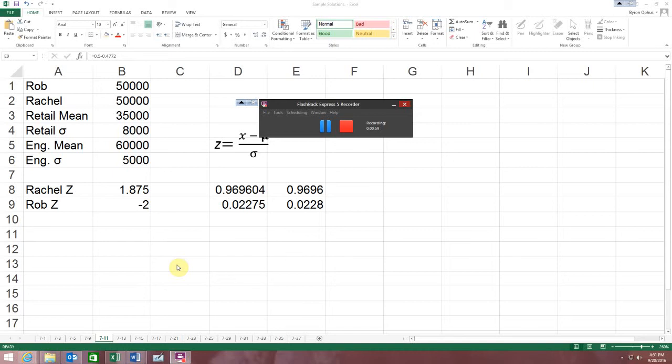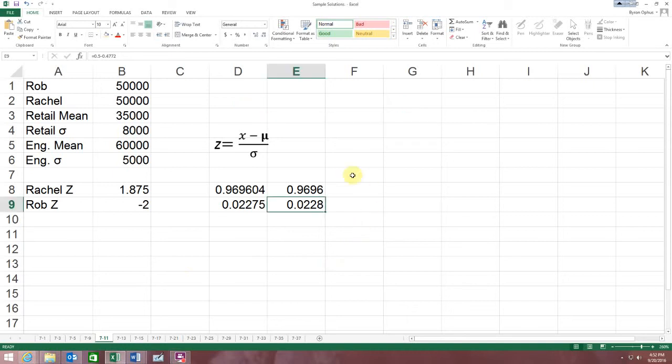So it's giving us all the information we need. Rob is an engineer. The mean salary for engineers with less than 5 years experience is $60,000, with a standard deviation of $5,000. Compute the z values for both Rob and Rachel and comment on your findings. So both Rob and Rachel make $50,000. I put the retail first, so it's going to be a little bit confusing.